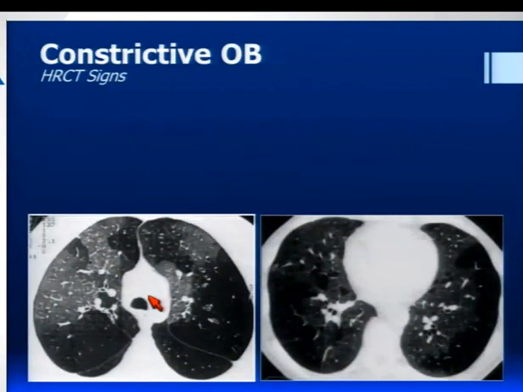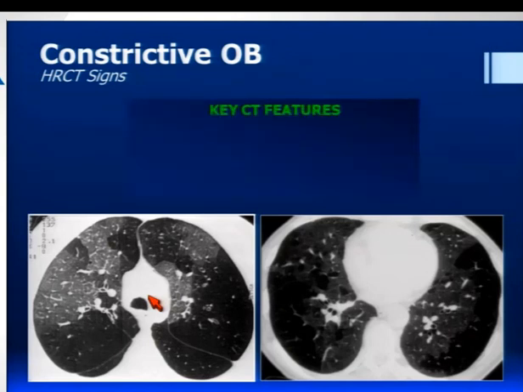What does it look like? Well, you already know. This is the so-called mosaic attenuation pattern. It's the patchy areas of black and white lung. And that's all mosaic attenuation pattern means. Black and white lung, which sit side by side on your CT scan.